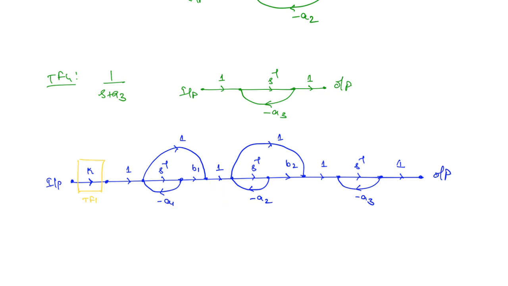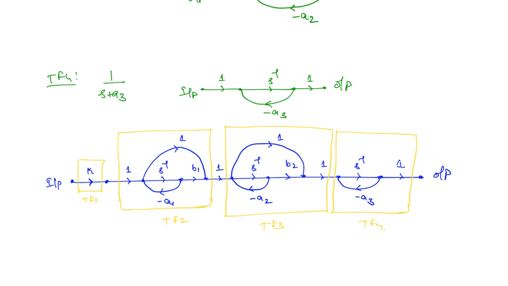Here you have transfer function 3, and finally this is the transfer function 4. All of them are in cascade. So this is how you will complete the state diagram when it comes to cascade decomposition.